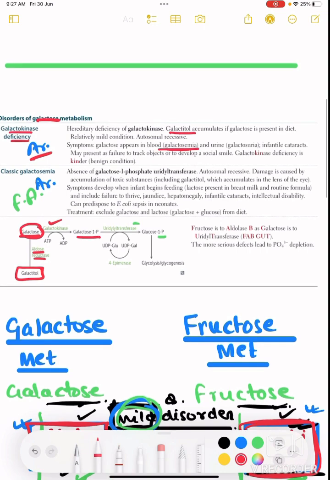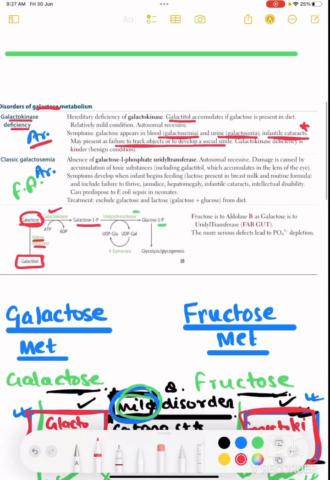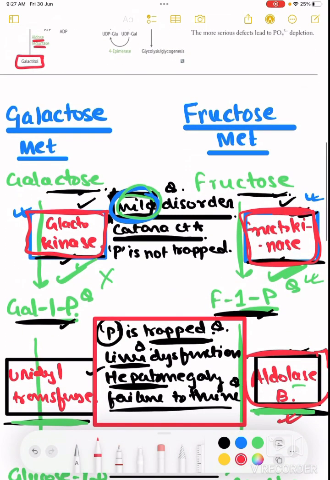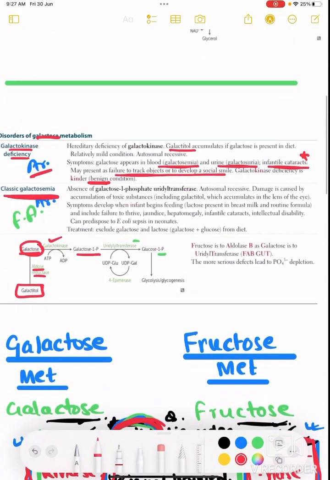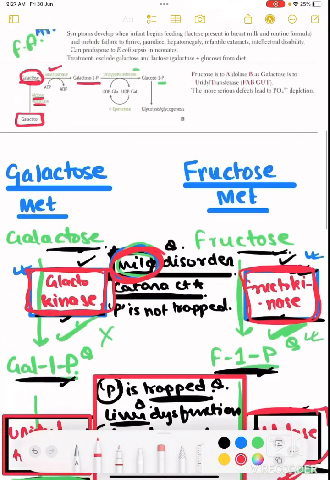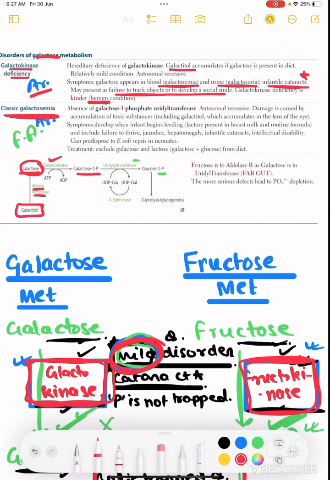Galactose appears in blood, galactosemia, and urine, galactosuria, infantile cataracts, right? Cataracts will develop, and it may present as failure to track objects and develop a social smile, right? It is a benign condition, told you, right? Fructokinase and galactokinase deficiency are mild or benign disorders. Now coming to classical galactosemia. If you're deficient in this particular enzyme, galactose 1-phosphate uridyl transferase, it will lead to classical galactosemia, an autosomal recessive condition.